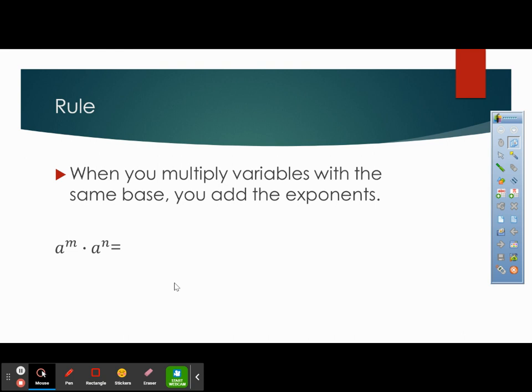Do we need to put on example 1? We're about to talk about it. Right now, you just need to fill in the blank. When you multiply variables with the same base, you add the exponents.